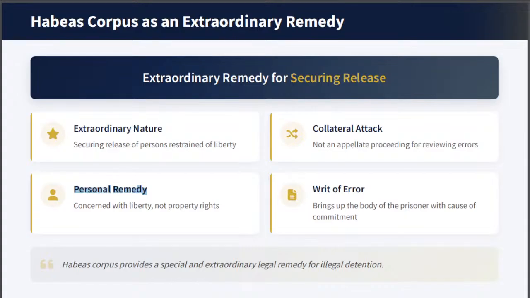So there's a personal remedy. It's not about rights of property. It's about personal liberty rights. It's a collateral attack, so it's not a substitute for appeal. And the writ of error brings up the body of the prisoner with the cause of commitment. So these are, I guess you could say, the most important aspects of habeas corpus. Habeas corpus provides a special and extraordinary legal remedy for illegal detention.